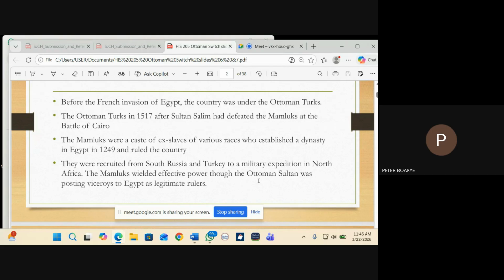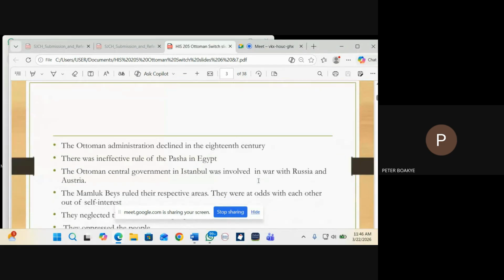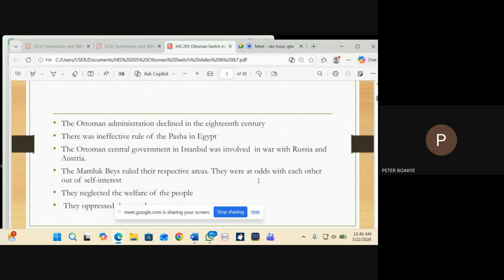The Mamluks wielded effective power, though the Ottoman Sultan was posting viceroys to Egypt as legitimate rulers. Now the Ottoman administration declined in the 18th century. There was ineffective rule of the Pasha in Egypt. The Ottoman central government in Istanbul was involved in a war with Russia and Austria, and the consequence was that it affected them so much.